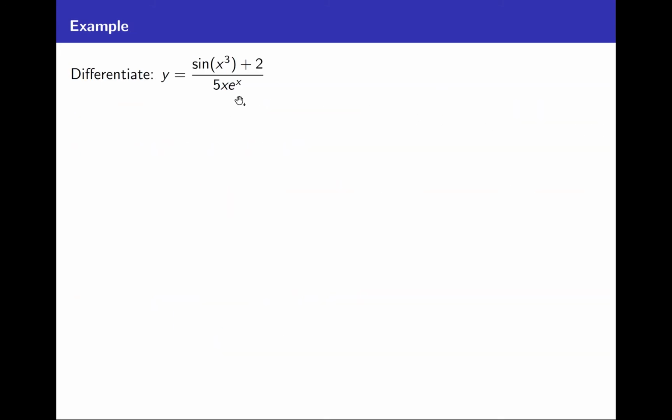Next example. Let's differentiate y equals sine of (x cubed plus 2) all over 5x e to the x. We're looking for dy/dx. This function is a quotient. It's one function divided by another function. So the first rule we'll have to apply is the quotient rule.